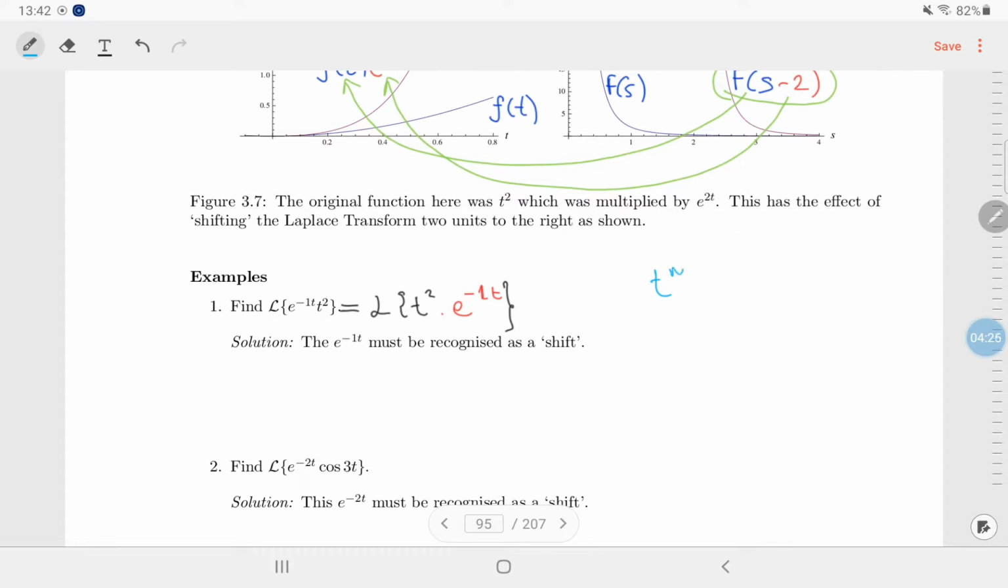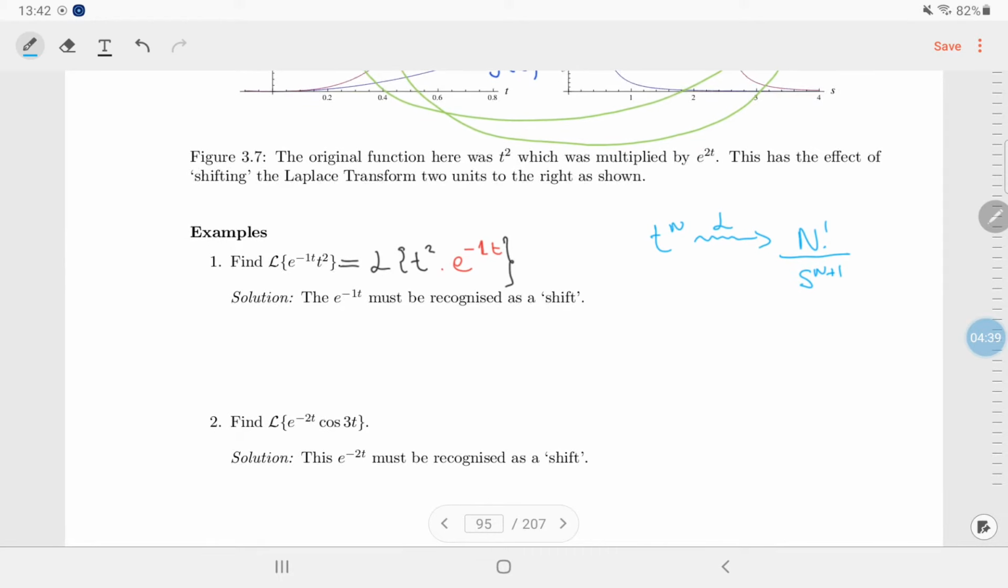So t to the n is sent by the Laplace transform to n factorial over s to the power of n plus 1. Okay, so what will t squared be sent to? We can write down the Laplace transform of t squared using this formula. It is sent to n factorial, where n is equal to 2. So that's 2 factorial, divided by s to the power of 2 plus 1. Now what's 2 factorial? 2 by 1 is 2. What's s to the power 2 plus 1? That's s to the power 3.